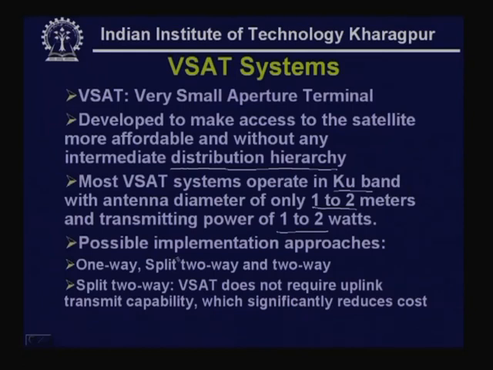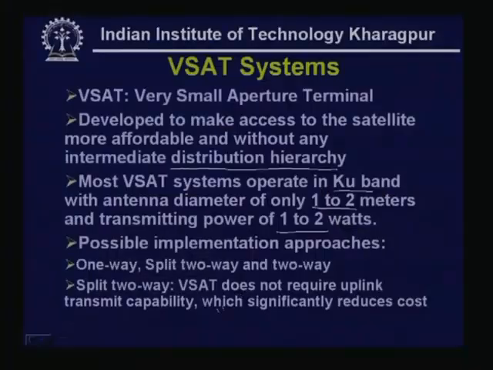There are several implementation approaches, which can be categorized into 3 types: one way, split two way and two way, and we shall discuss in more detail the one way and two way. The split two way is a special situation where VSAT does not require uplink transmit capability, which significantly reduces cost. In split two way, the satellite only sends data in the downward direction using broadcasting or some other technique. There is no uplink transmission from the ground station to the satellite, and that communication is done with the help of some other system.